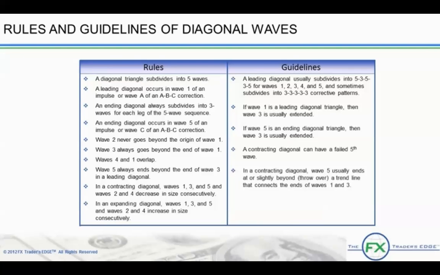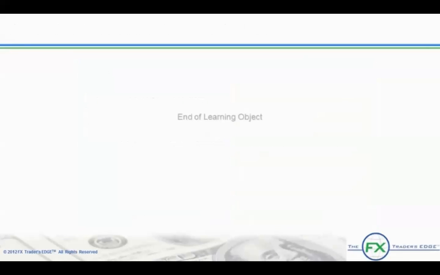5. In a contracting diagonal, wave 5 usually ends at or slightly beyond, a throw over, a trend line that connects the ends of waves 1 and 3. And 6. In an expanding diagonal, wave 5 usually ends slightly before the trend line that connects the ends of waves 1 and 3. This is the conclusion of the learning objects.